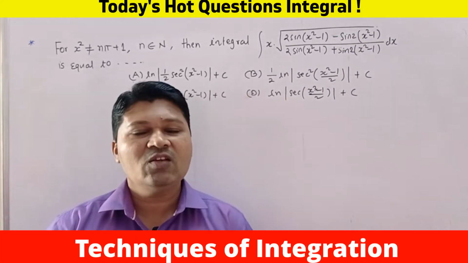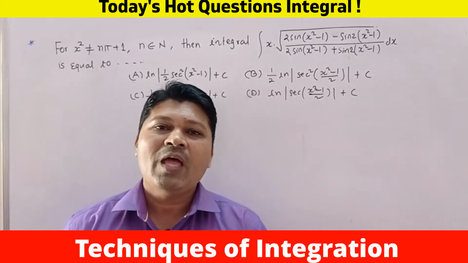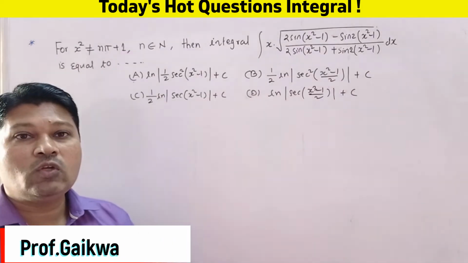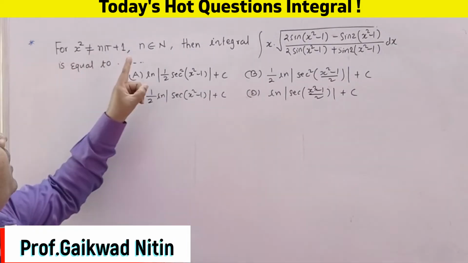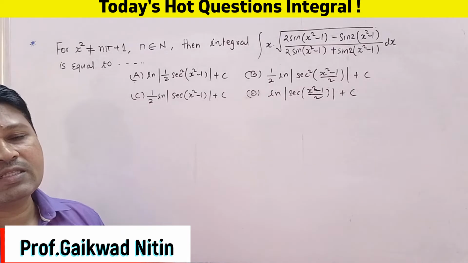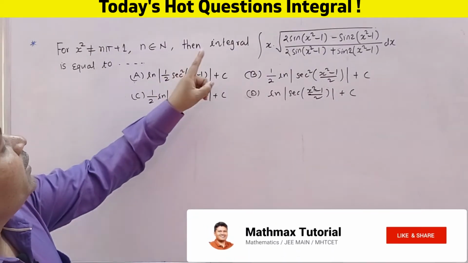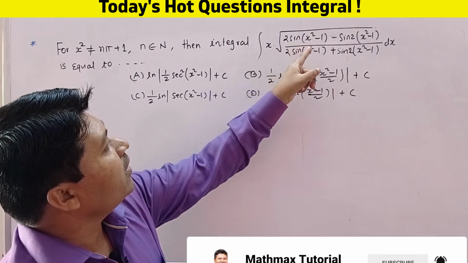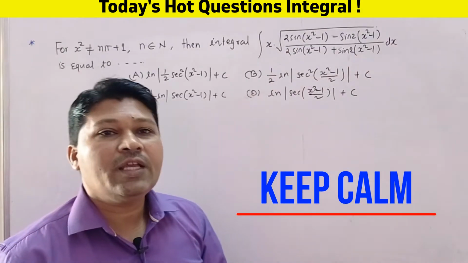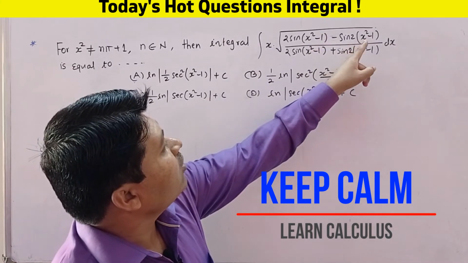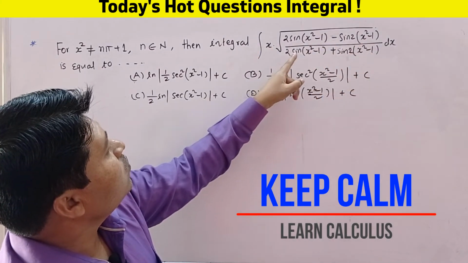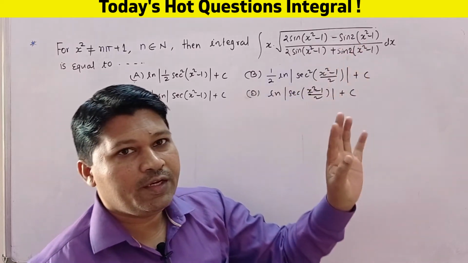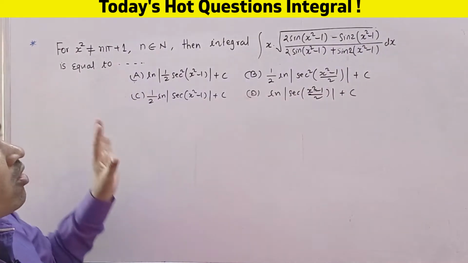Today we have a hot question on integration. For x squared not equal to n pi plus 1, where n belongs to N, the set of natural numbers, find the integration of x under root of (2 sin(x squared minus 1) minus sin 2(x squared minus 1)) divided by (2 sin(x squared minus 1) plus sin 2(x squared minus 1)) dx. Then we have four options.